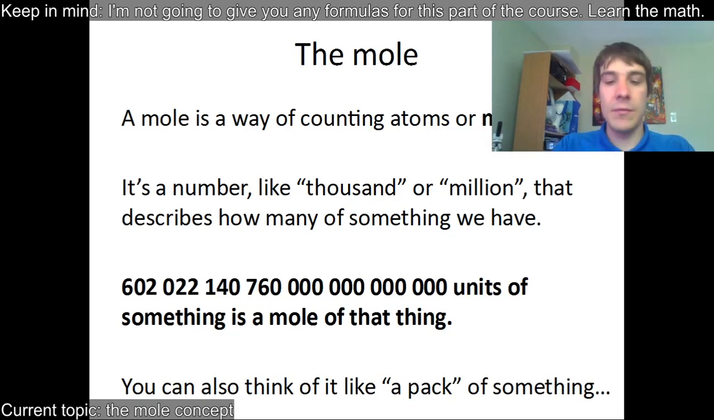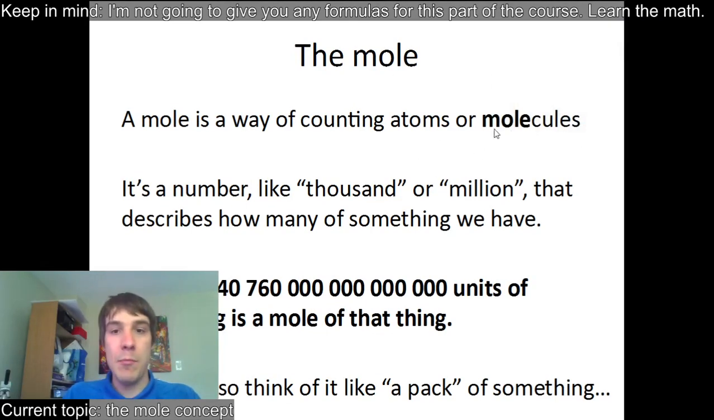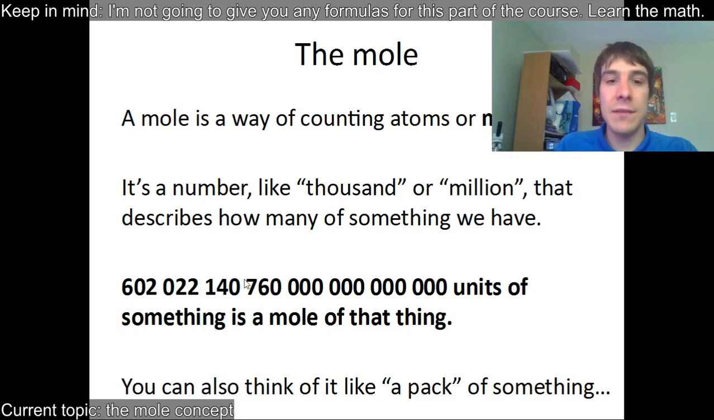In fact, the word mole comes from molecule. It's like 1,000 or million, describes how many of something we have. And there's an international definition of a mole: this many. That much is a mole of that thing. And it doesn't matter what it is, right? A mole of grains of sand, a mole of anything, a mole of atoms, a mole of molecules, whatever. It's like a pack of something.